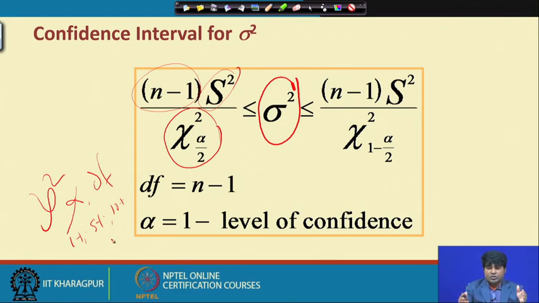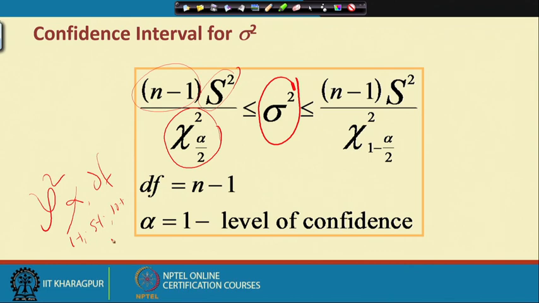So, as a result, the choice will go alpha by 2 in the left side and alpha by 2 in the right side. Then the remaining 1 minus alpha, 50% will be in the left zone and 50% will be in the right zone, and that is what the confidence interval is, and that too for population variance sigma squared.